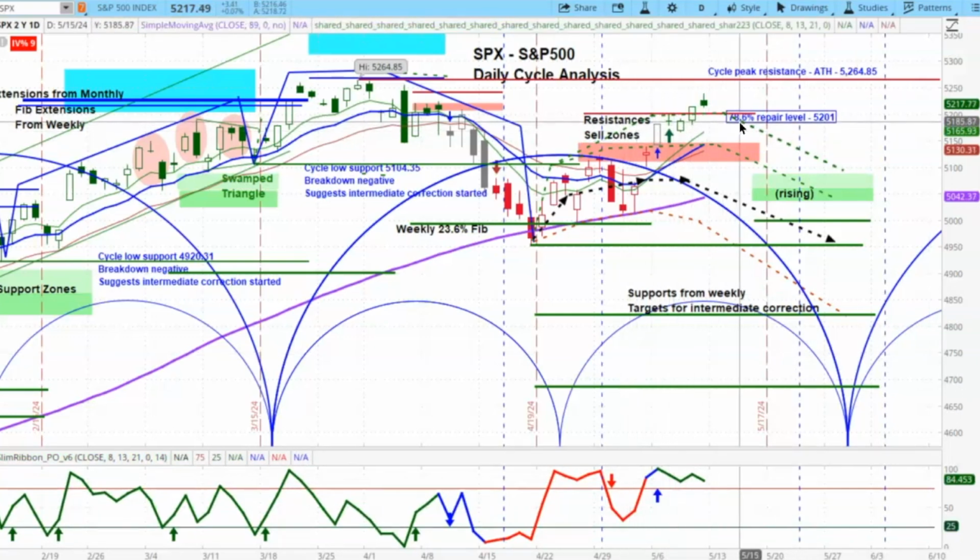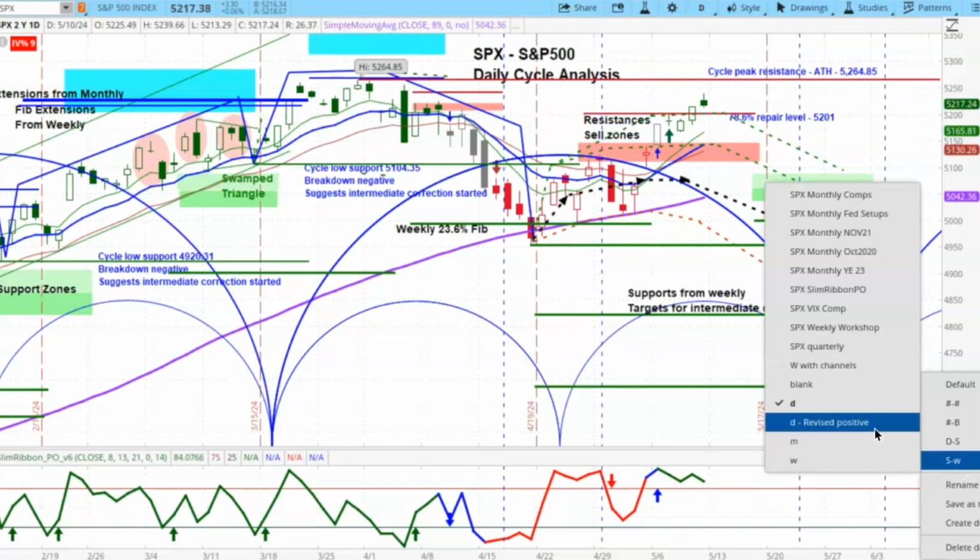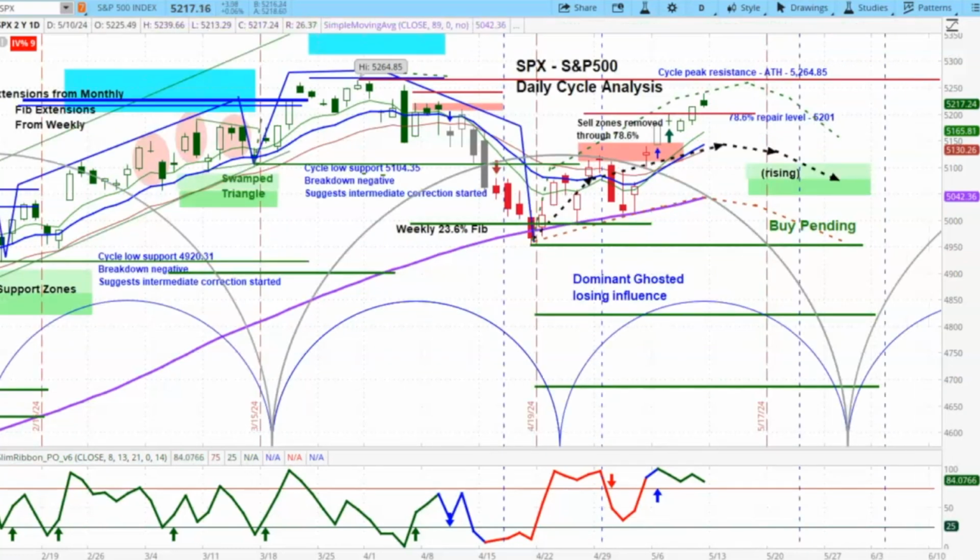And when you get that and you move through the repair level, which in this case was 52.01, then we have to revise things because it's giving us a more bullish indication. This is what that looks like right now, based on all of the new information that we have. And that is that the downside pressure that was coming from the weekly chart.